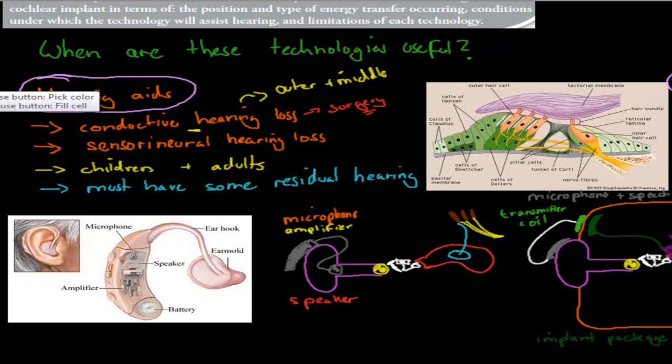Then sensorineural hearing loss. If we have some loss of the sensorineural part, not complete loss, then we can also use hearing aids.